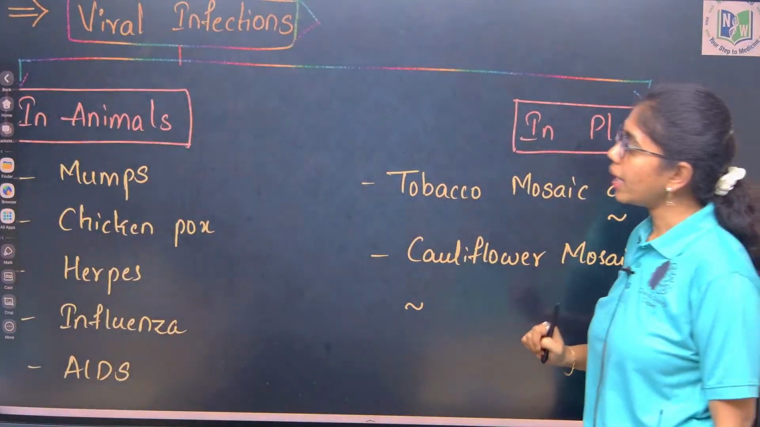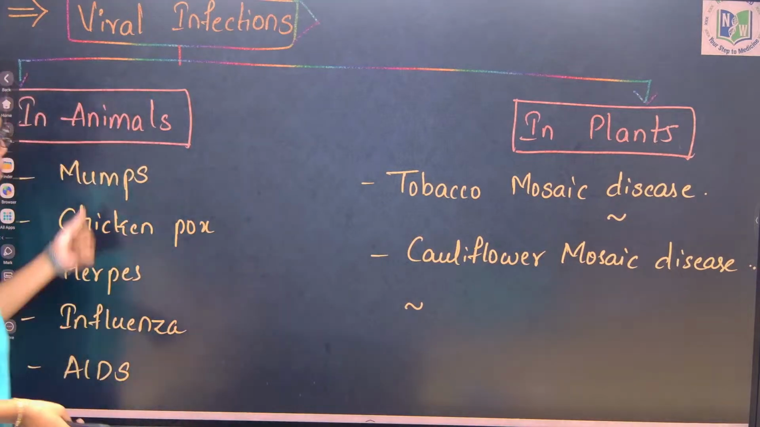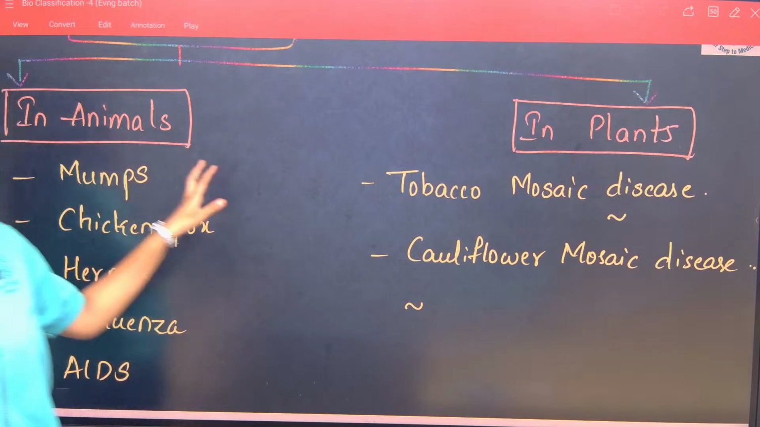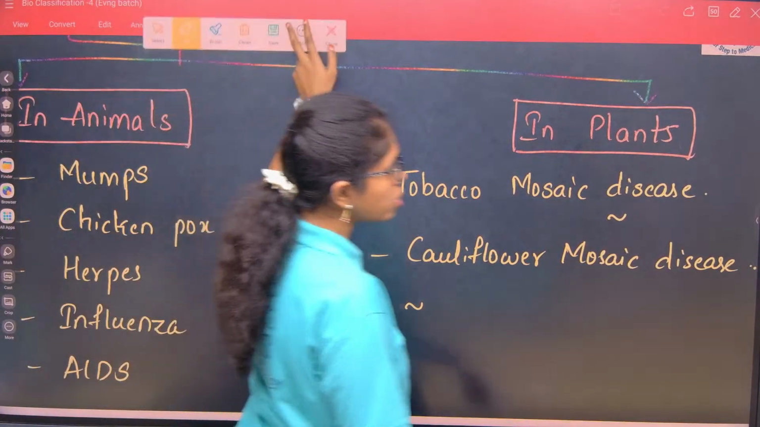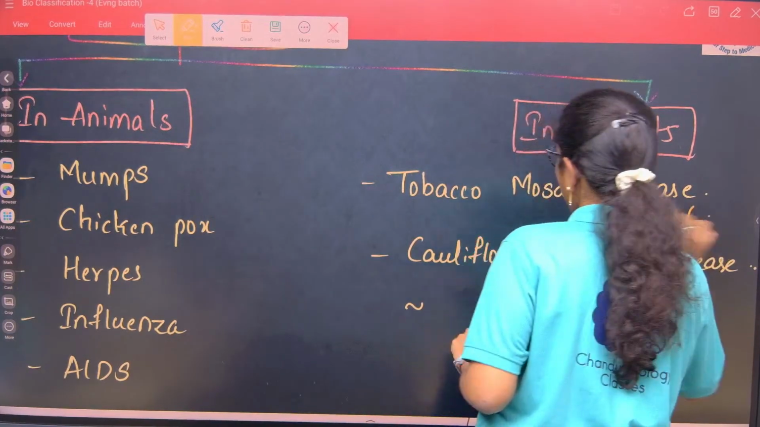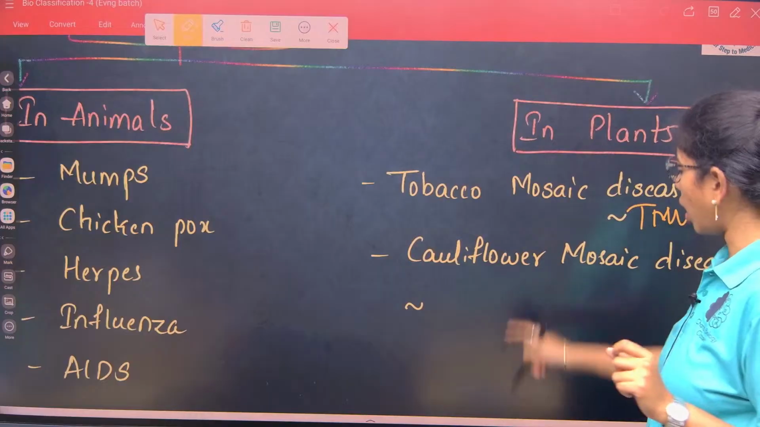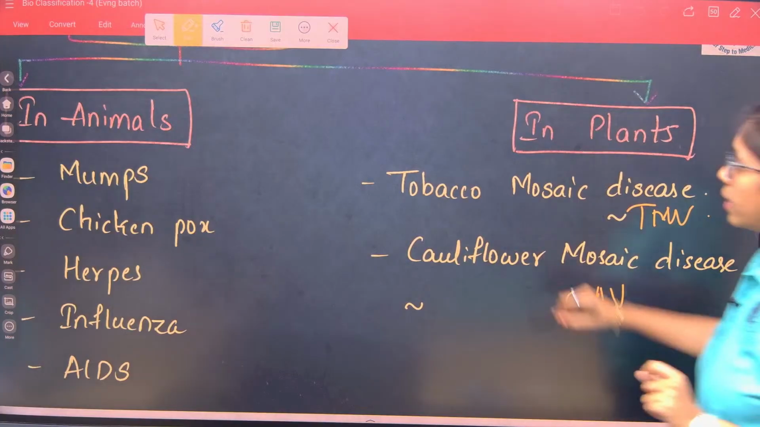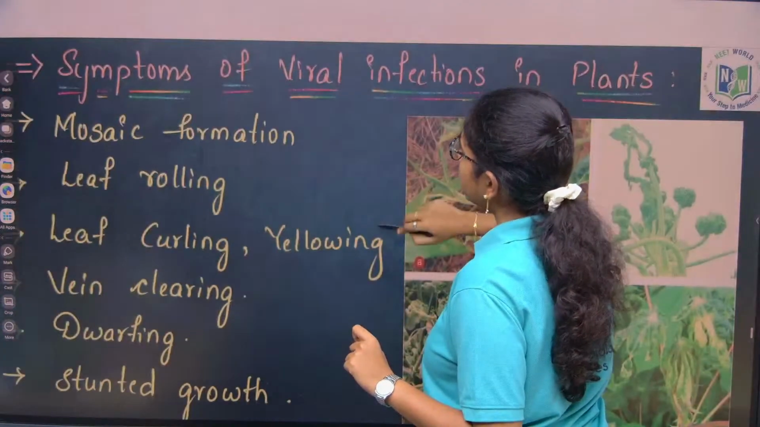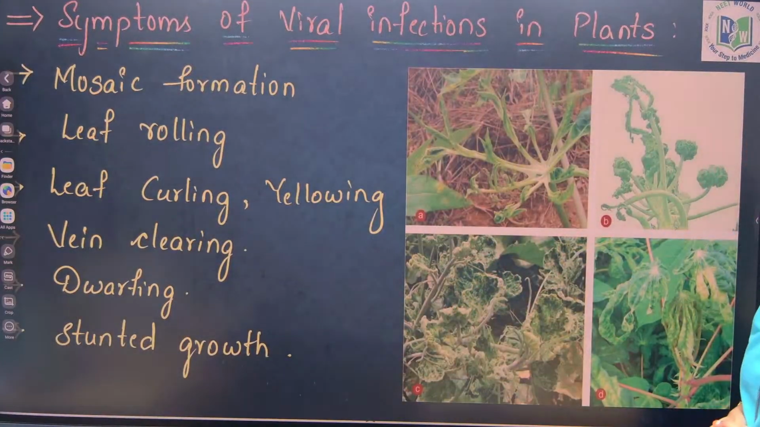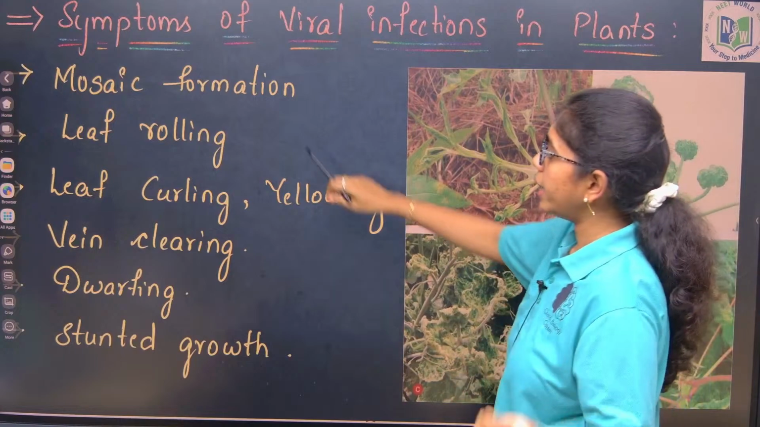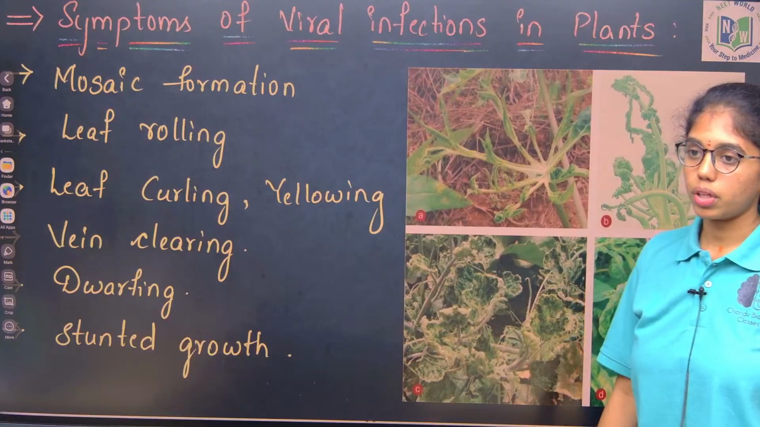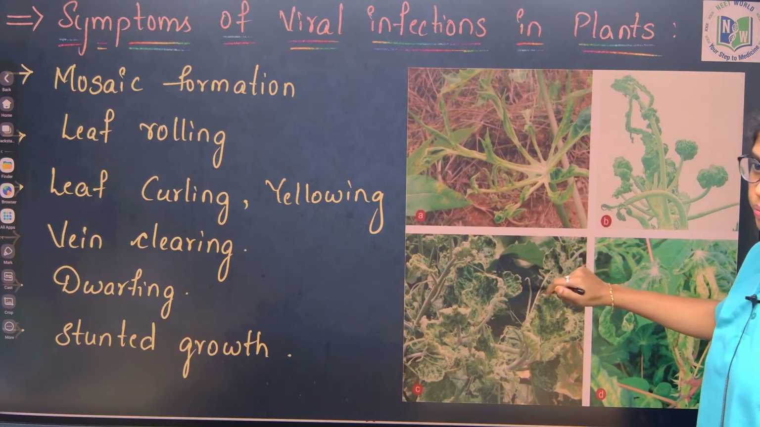Next, viral infections. In animals, the infections which are caused include mumps, chicken pox, herpes, influenza and AIDS. In plants, you can see tobacco mosaic disease, which is caused by the tobacco mosaic virus, TMV, and cauliflower mosaic disease by cauliflower mosaic virus. It is as simple as that. Next, symptoms of viral infections include mosaic formation, leaf rolling, leaf curling and yellowing, vein clearing, warping and stunted growth. These are the symptoms of viral infection. Clear?